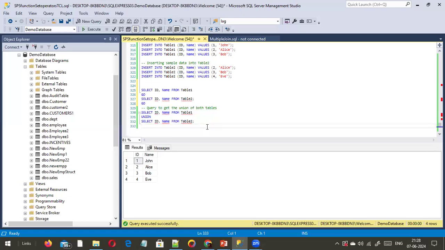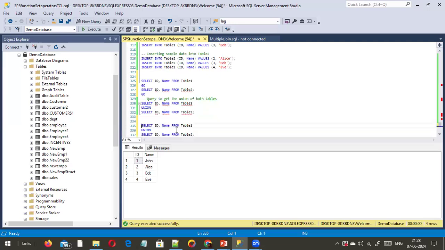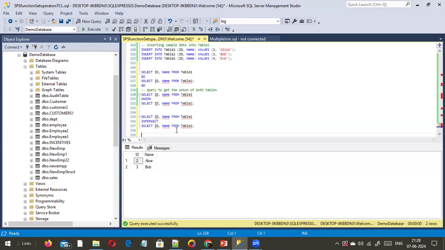Next one is the intersect. So what is intersect? We studied this in school time. I'll just copy this and put it here. Intersect. Intersect is the common value. So Alice and Bob are common between these two data sets, right? Alice and Bob. So that is what intersect is.